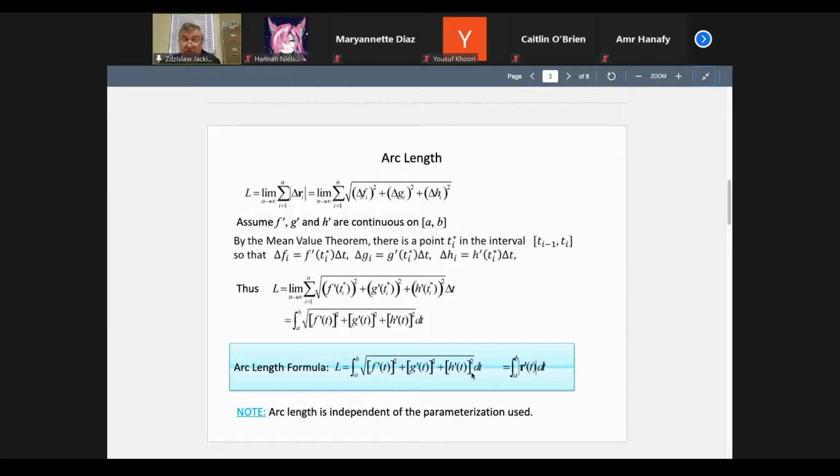This is what you have to know. The arc length formula is here. L is the integral from a to b of the square root of f prime squared plus g prime squared plus h prime squared, dt.